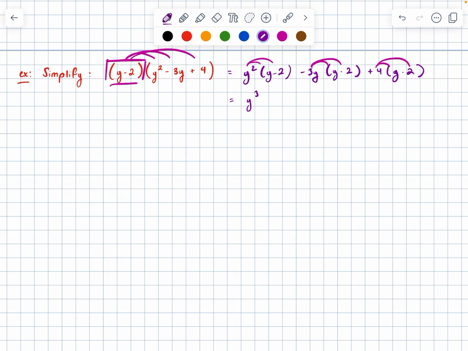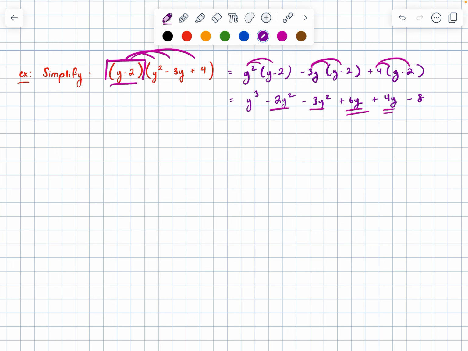So from here, y squared times y, there's y cubed. y squared times negative 2, well, that's just negative 2y squared. Negative 3y times y is y squared. And negative 3y times negative 2 should be positive 6y. Last up, I've got 4 times y, so there's 4y. And 4 times negative 2 is negative 8.